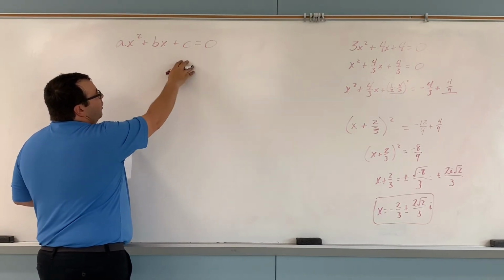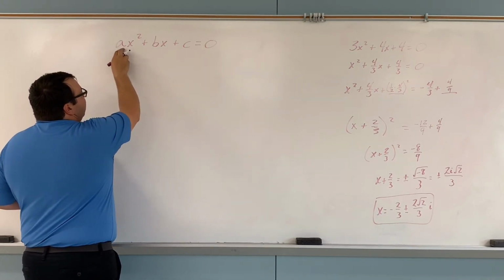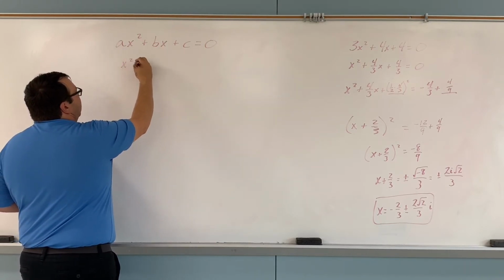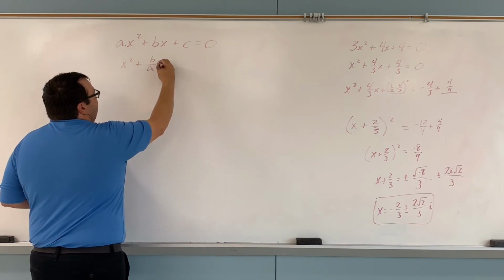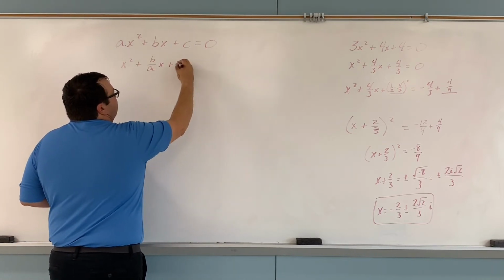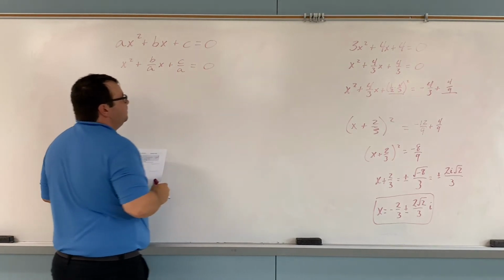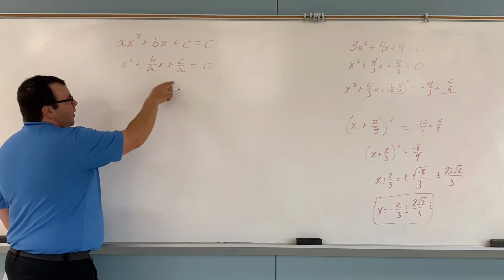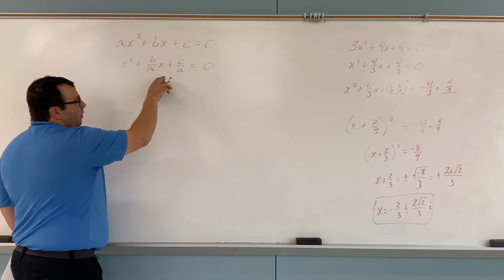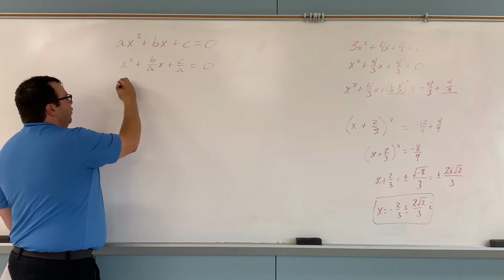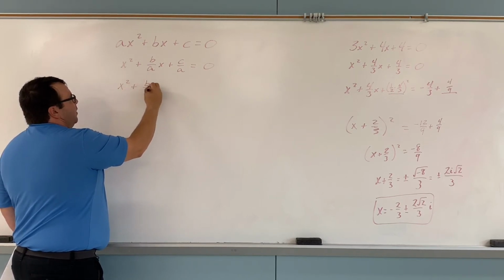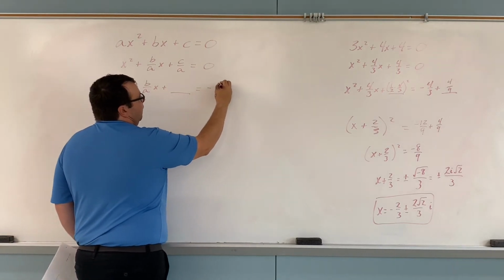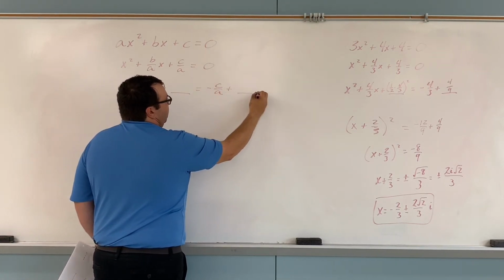So I have my standard quadratic form. I need to get this lead coefficient to 1, so I'm going to divide everything here by a. So I have x squared plus b divided by a x plus c divided by a is equal to 0. Now, at this point, I need to go ahead and move that c divided by a term over, and I need to add my mystery term in. So I have x squared plus b over a x plus mystery term is equal to negative c over a plus mystery term.